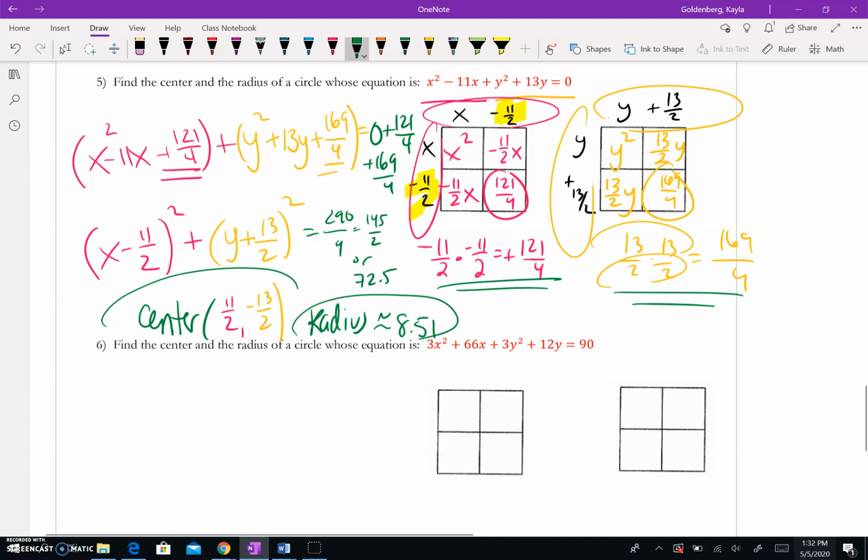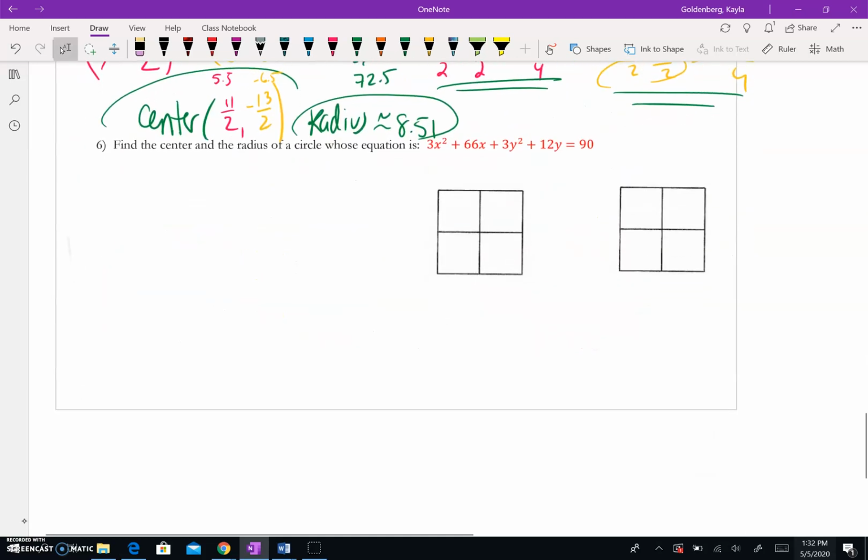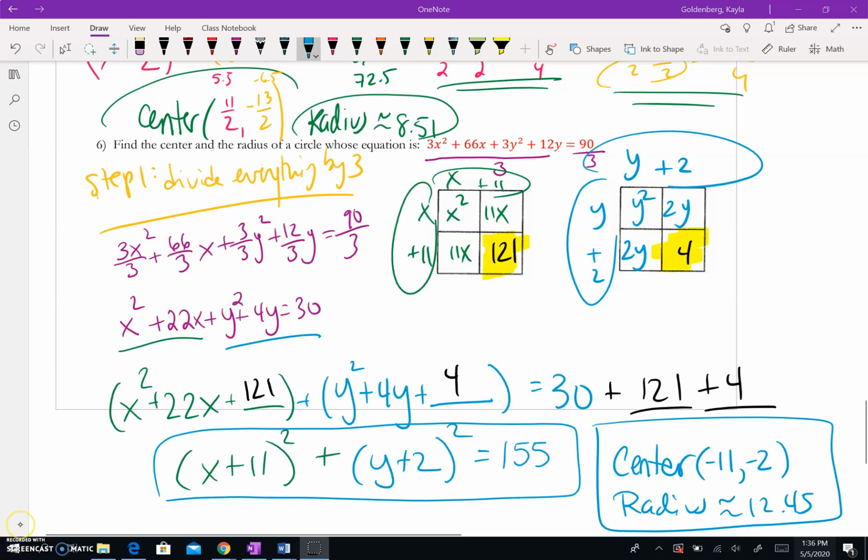Okay, so you should have a radius of about 8.5, and you might have written your center as maybe 5.5 and negative 6.5 rather than the over 2. That's fine. Okay. This next one, your first step, make a note, step 1 is going to be to divide everything by 3. Okay, so I'm going to pause and work through it. You go ahead and work through it and unpause when you're ready to check.